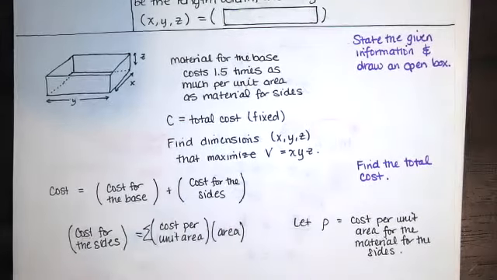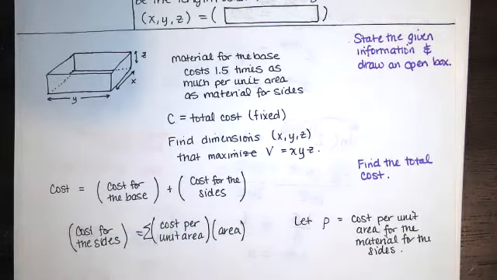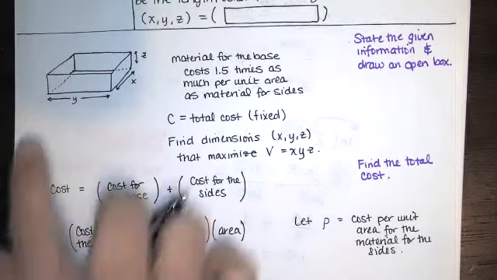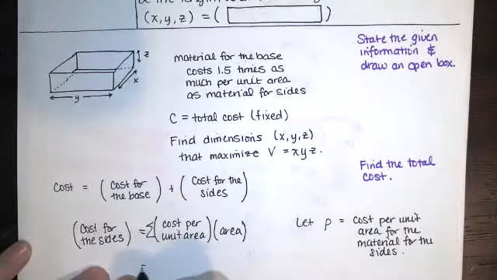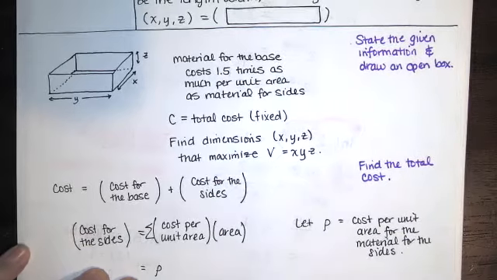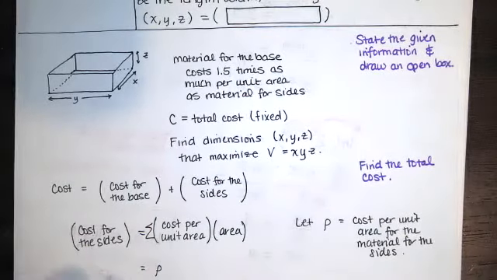So I'll just put a summation there to say this is the sum for each side, or that's the sum over all four sides there. Okay, so the cost per unit area is defined to be rho. And then I want to multiply by the area of each side.